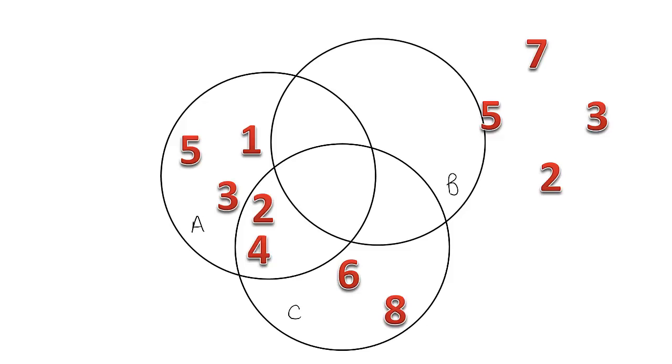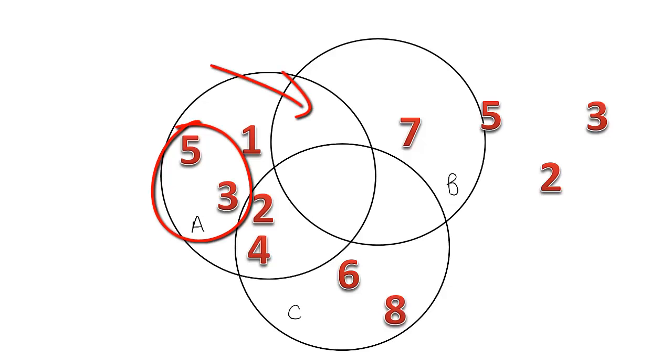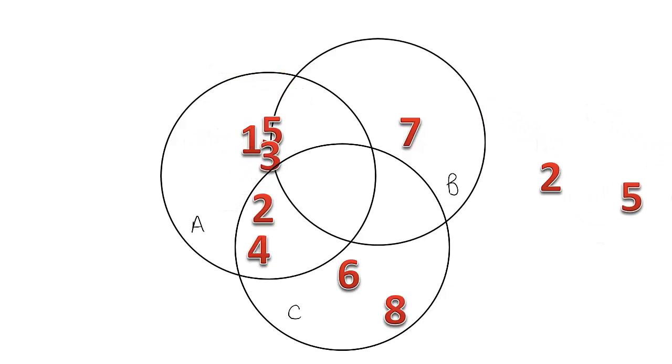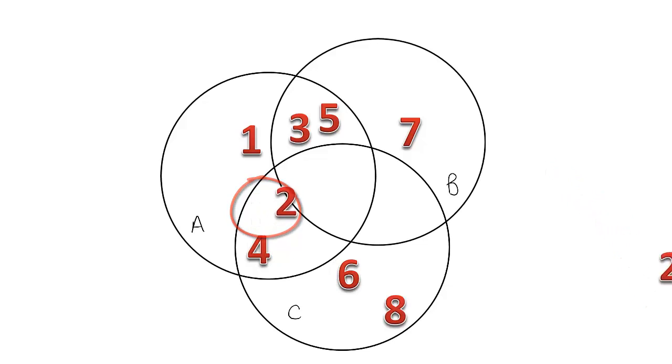Well, note that 7 is not shared amongst any of the other sets, so we're going to place that in the outermost region. 5 and 3 are shared with set A, so they should be in the overlapping region, but they have to be above because they're not shared with C. And finally, 2 is shared among all of the sets, so it actually belongs in the middlemost region like this.